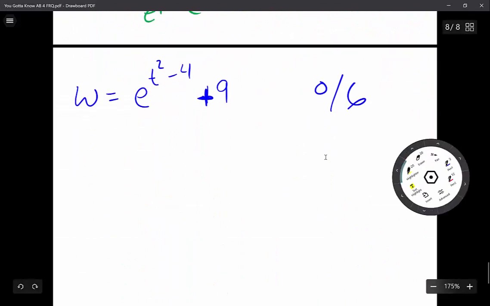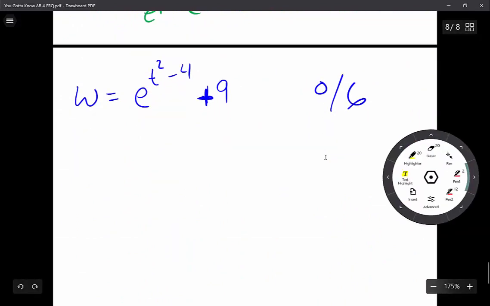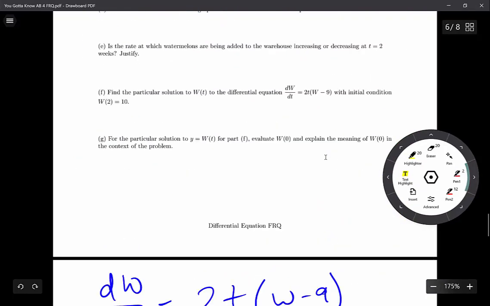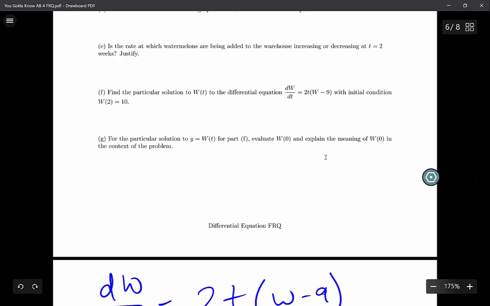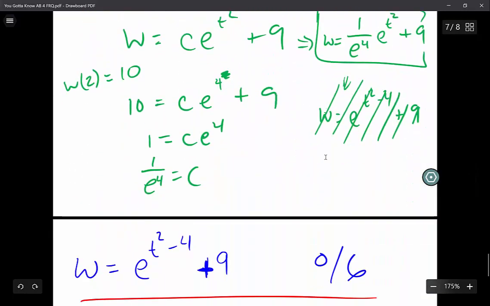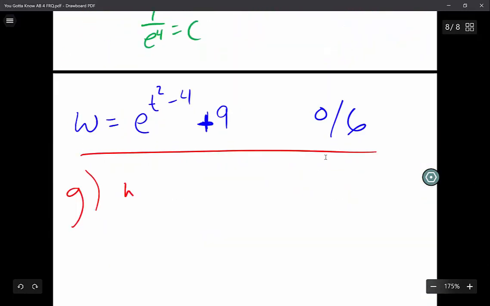Okay, now letter G then asked, now that we've done that, what is W of 0? And then explain W of 0 and its meaning in this problem. So W of 0, now we're just going to plug in.